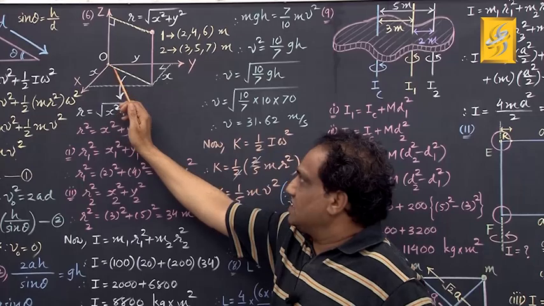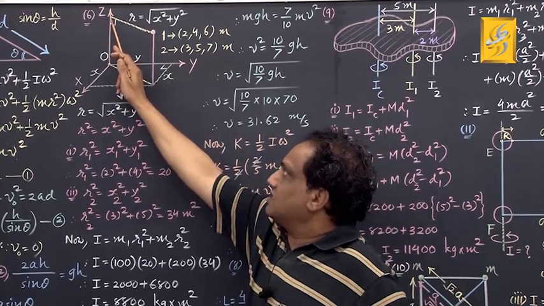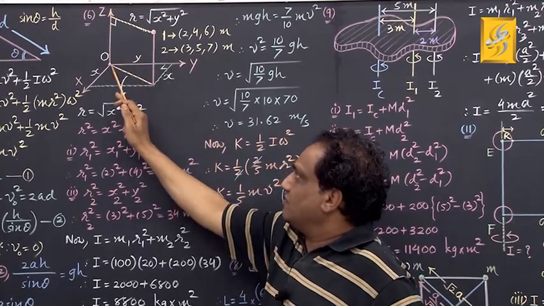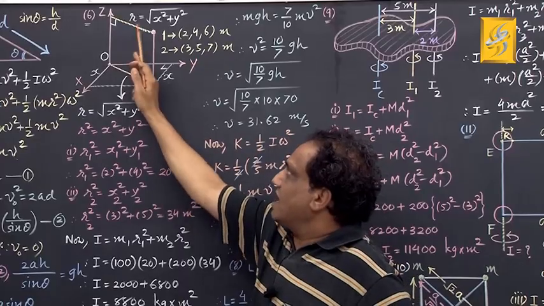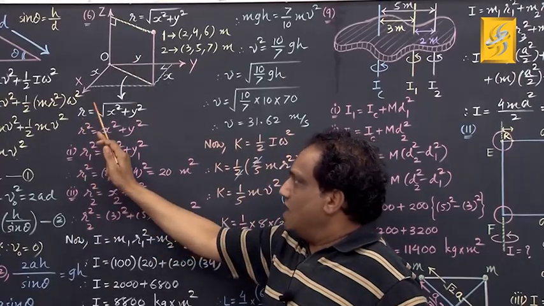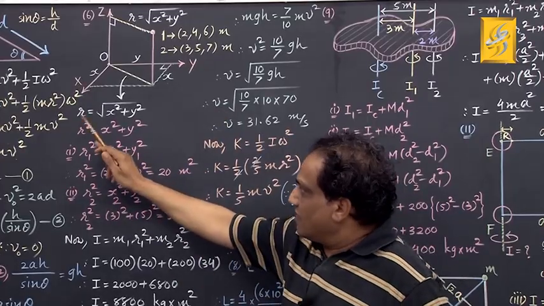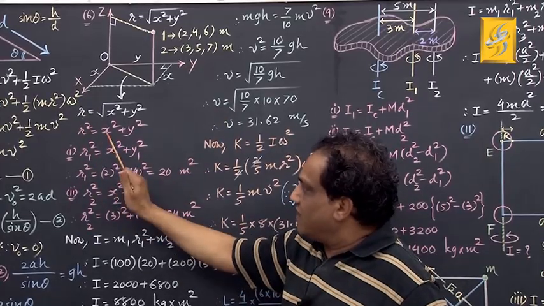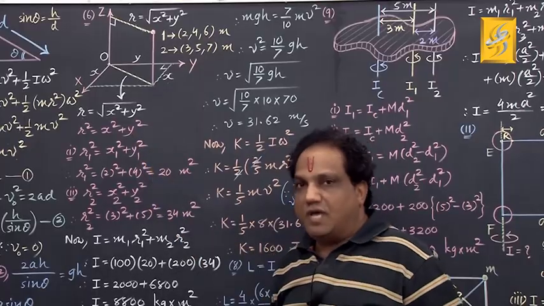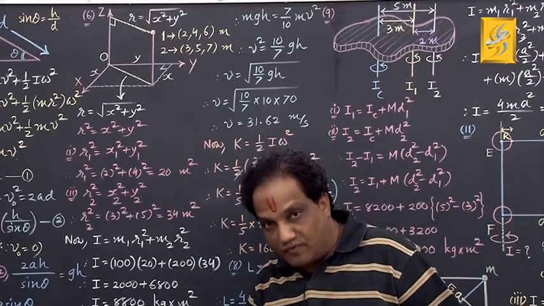And whatever is this distance, same is this distance, correct? These two are equal. So if this is r, this also will be r, and that r we have proved under root of x square plus y square. Now take square of it, so it will be r square equals to x square plus y square.